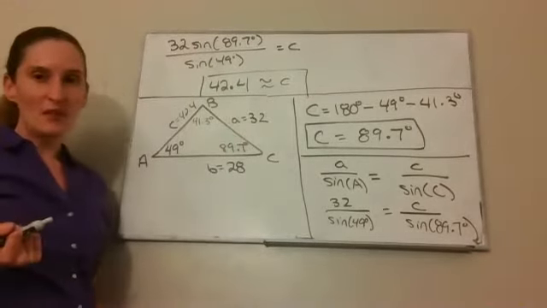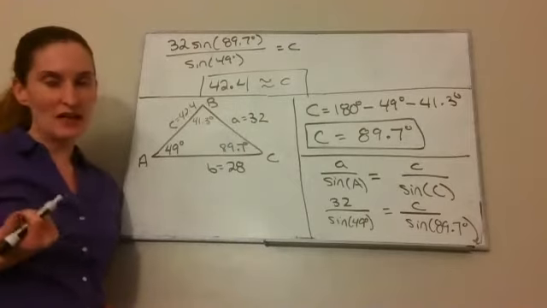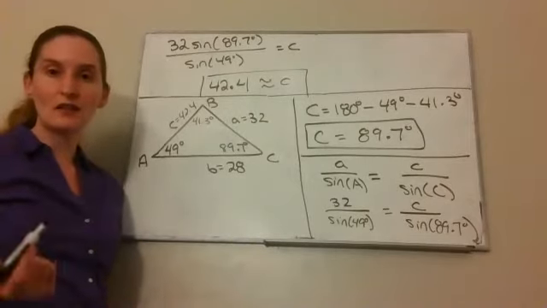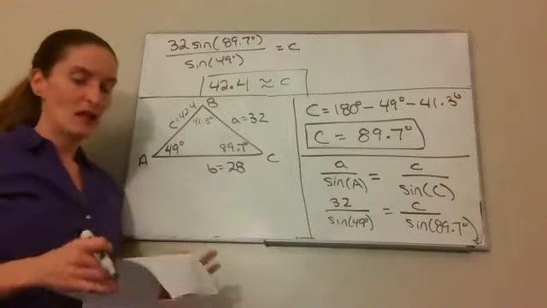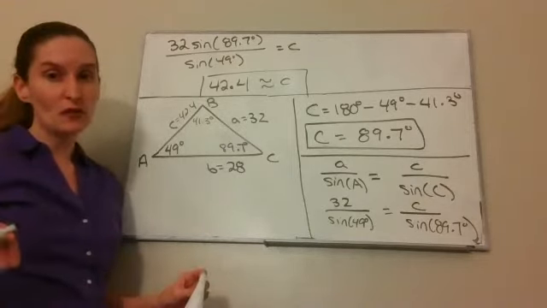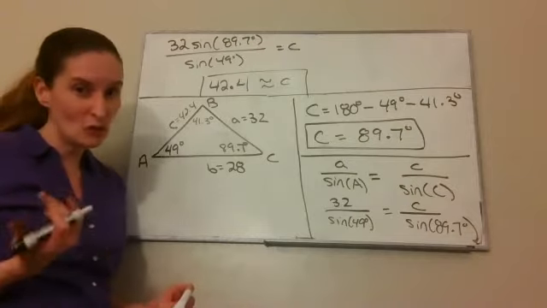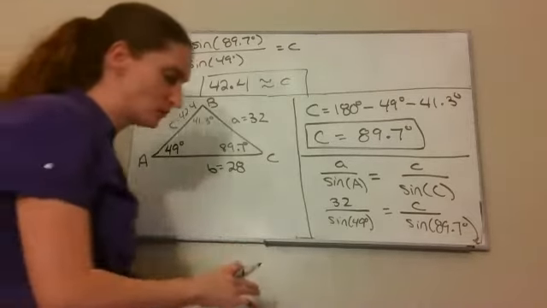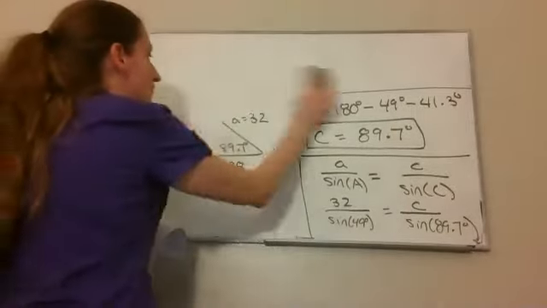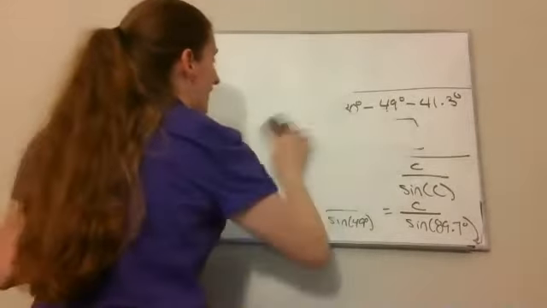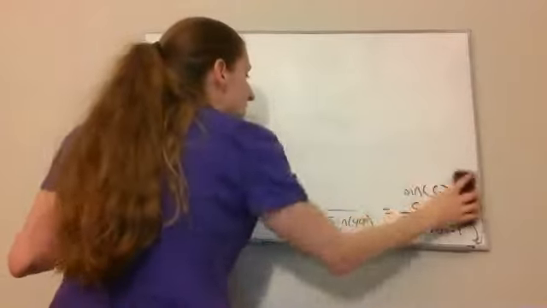So that's an example where we're given two sides and an angle, and there's only one unique solution when we solve the triangle using the law of sines. It is possible to have no solution, and it's also possible to have two different solutions. Let's do another example to show a different case that can come up.